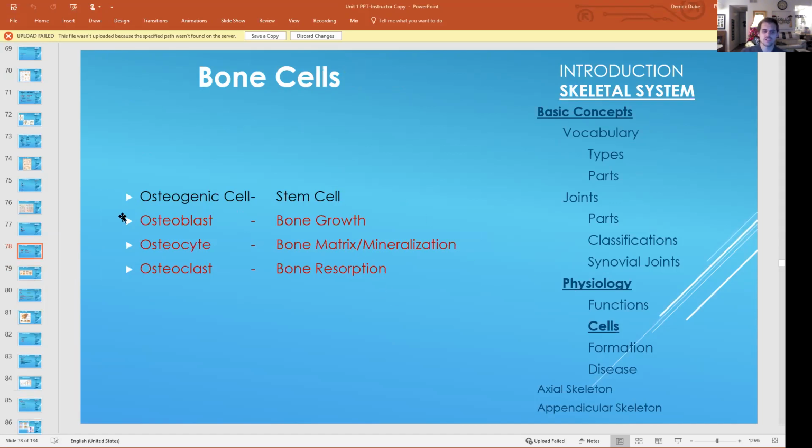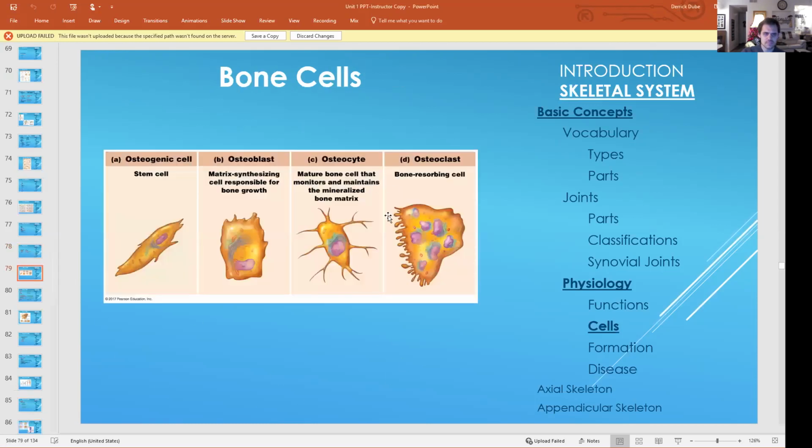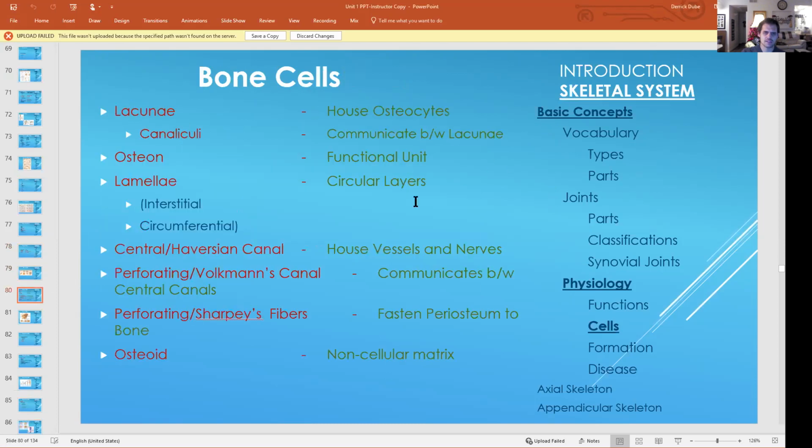So osteocyte, it's in one site, it's stuck there. And blast, think of something blowing up, something being created, and then clast for the bone resorption. So knowing what these look like, I don't think I had those on the lab practical. The canaliculi communicate between the lacunae, because these osteocytes can't die off. They're sealed in, but they need some kind of nutrients, so these canaliculi allow for that communication between the lacunae. The osteon is considered the functional unit. It's essentially this osteocyte and everything around it that makes up that functional unit.